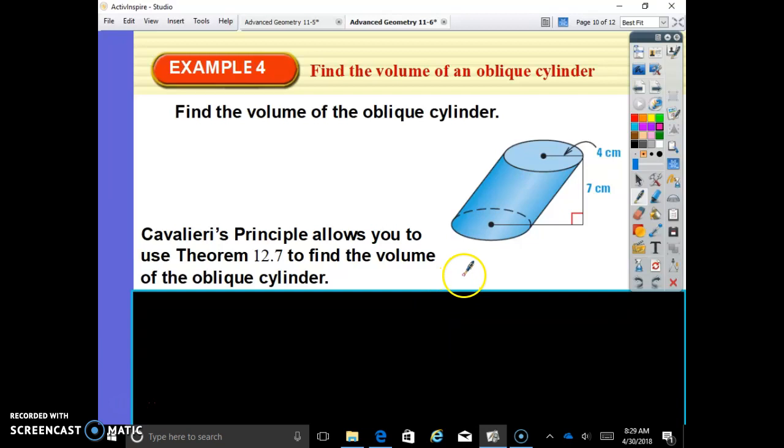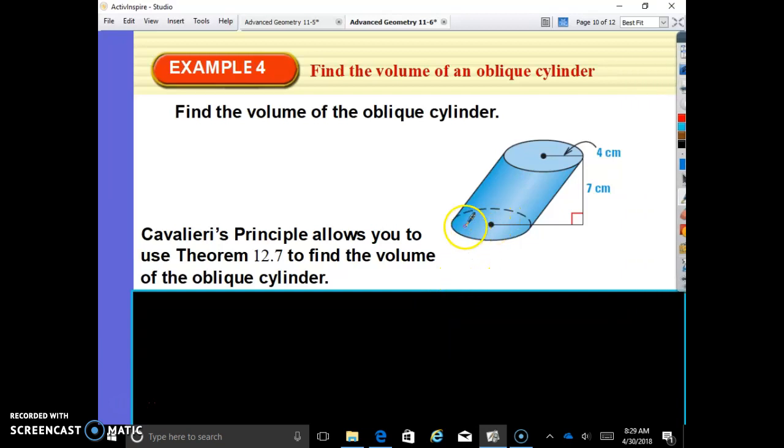Find the volume of an oblique cylinder. So it's still based on Cavalieri's principle. Cavalieri's principle basically says if you have a stack of quarters and you make it slanted, it's still going to have the same volume, because you still have the same volume or mass of all those quarters, right? They're going to take up the same amount of space, whether they're stacked perfectly or stacked on a slant. So as long as you do the height times the base, the volume is going to be the area of the base times the height, right?